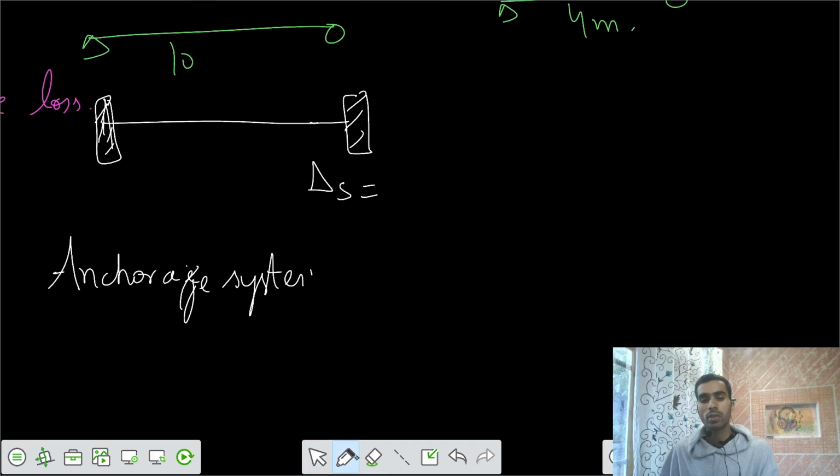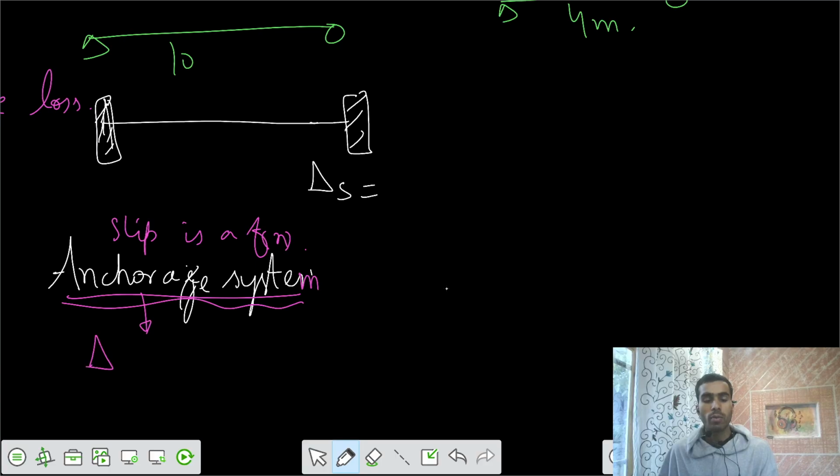So that value is fixed. It is not a function of length. Your slip is a function of the anchorage system, the total deformation by the anchorage system, and that is fixed here.